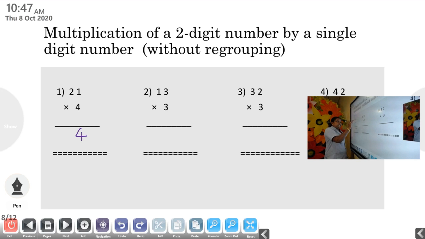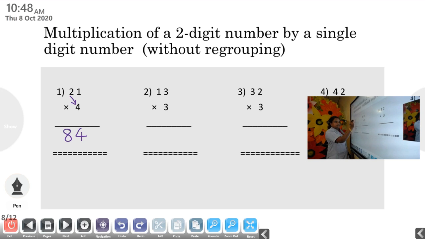Then multiply the tens place by 4. Here the tens place is 2. What is 2 into 4? 2 into 4 is 8. Write 8 in the tens column. So the final answer is 84.